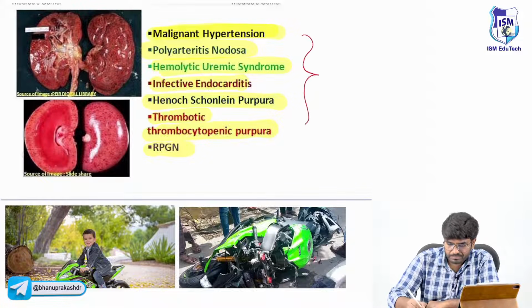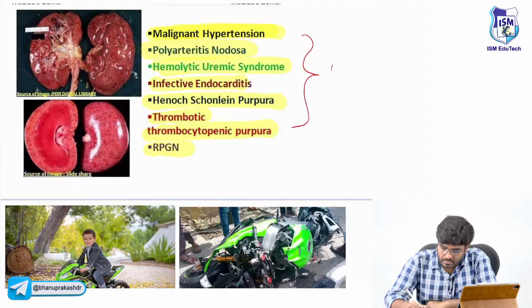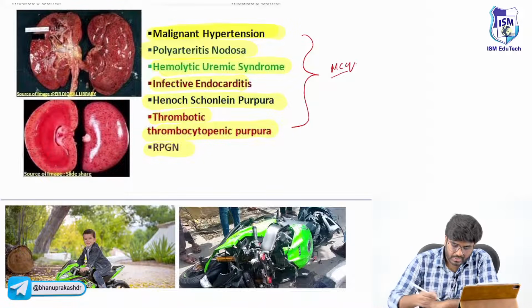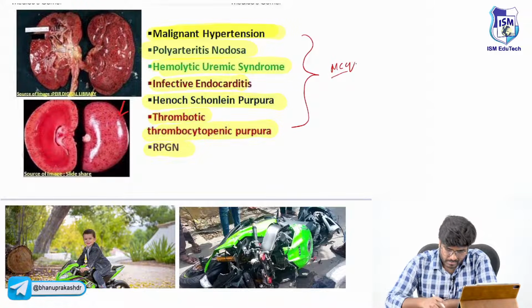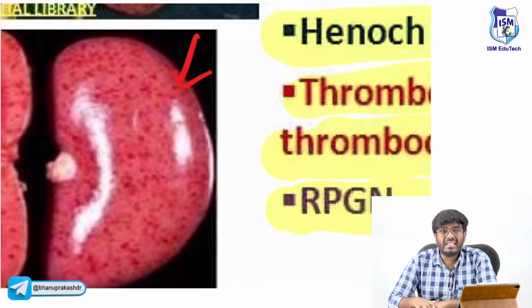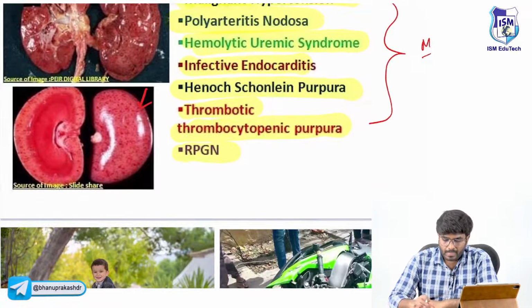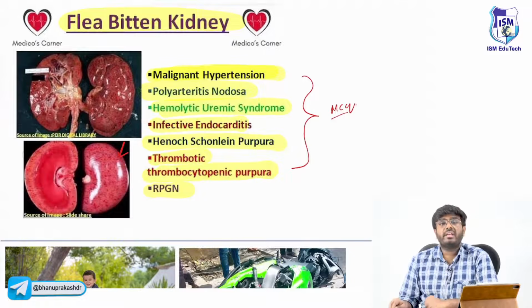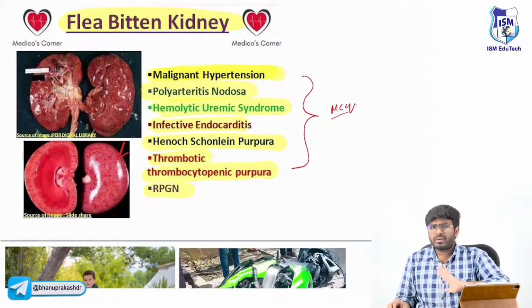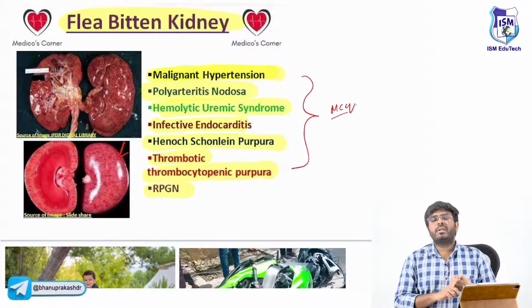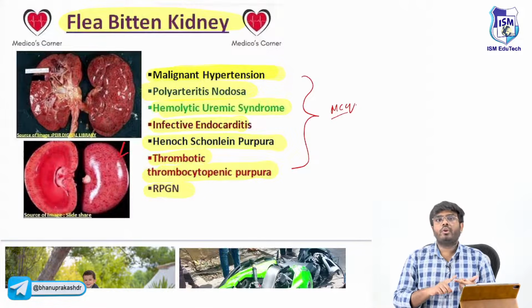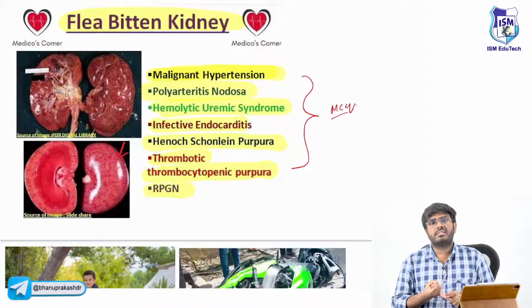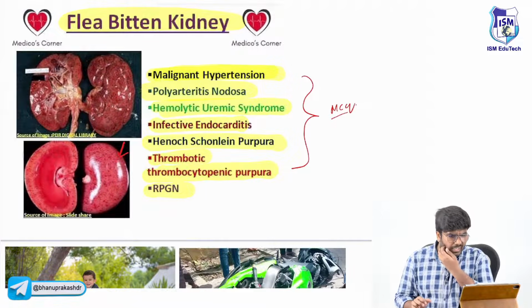You need to learn them by heart, sir. There is no doubt. So you can get an MCQ from here. Image based question they can ask you. See, that's a petechial appearance on the kidney. Now tell me, flea-bitten kidneys are associated with, just answer whatever you can. Malignant hypertension, hemolytic uremic syndrome, polyarteritis nodosa, Henoch-Schonlein purpura, rapidly progressive glomerulonephritis, infective endocarditis. If you can remember this much, it's more than enough, sir.